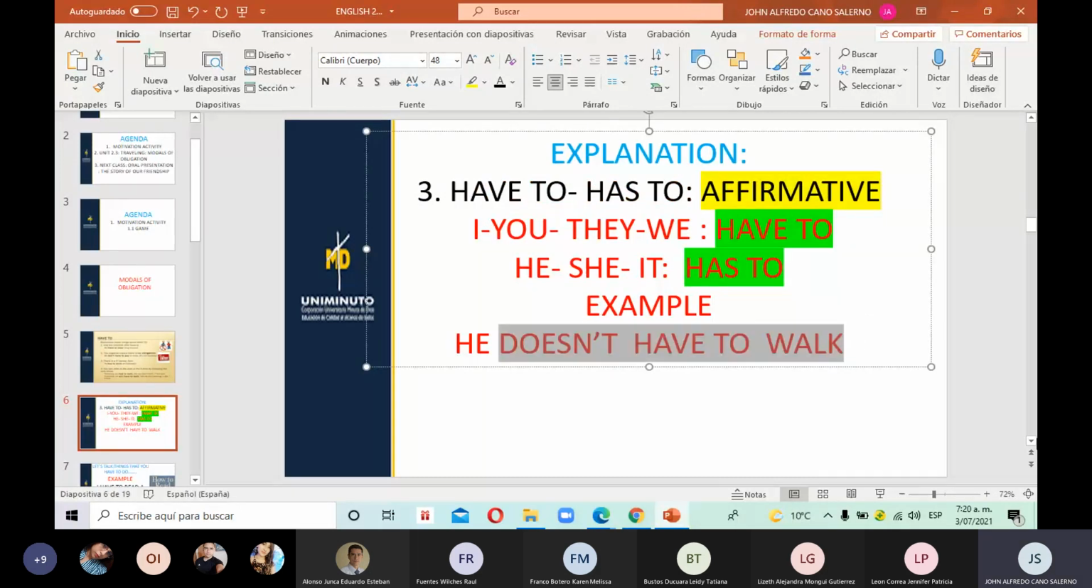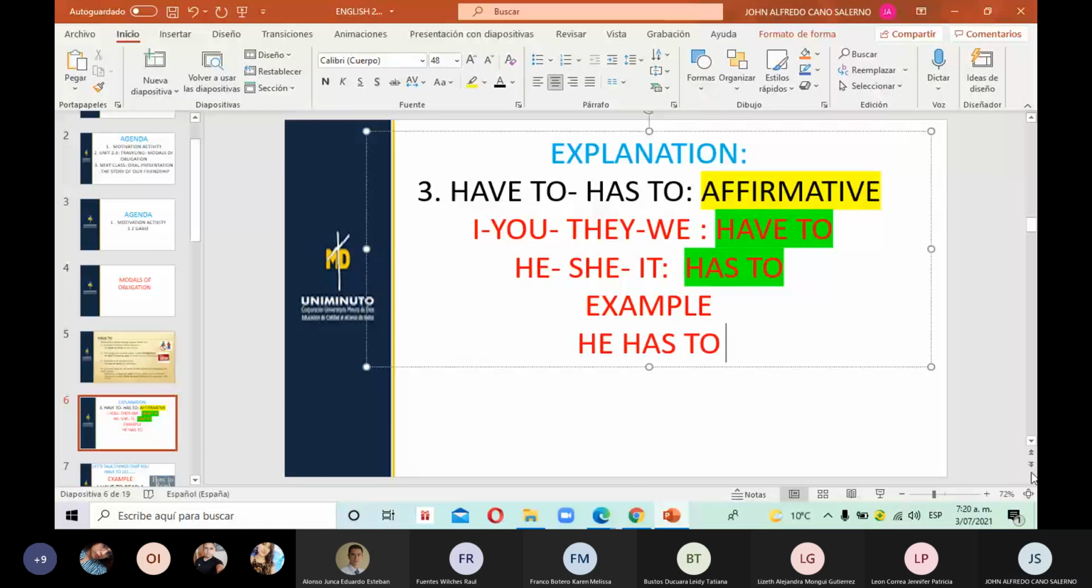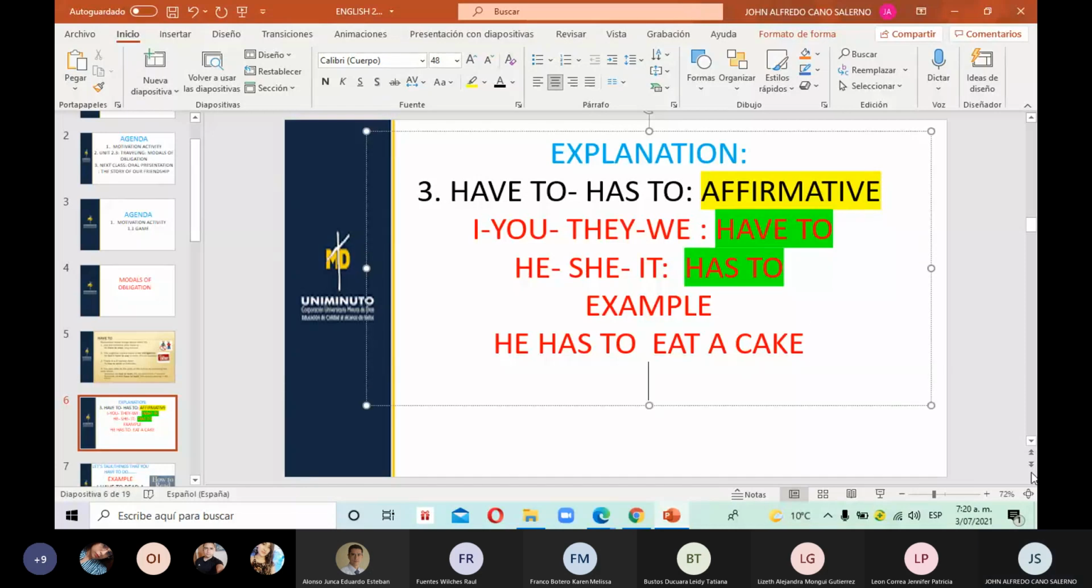He has to eat, okay, a cake. He has to eat a cake. It's like él tiene que comer un pastel. He has to eat a cake. Example number 2. Teacher, I have to work. It's like yo tengo que trabajar. Good.